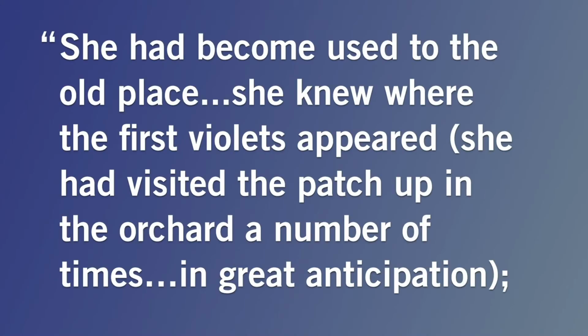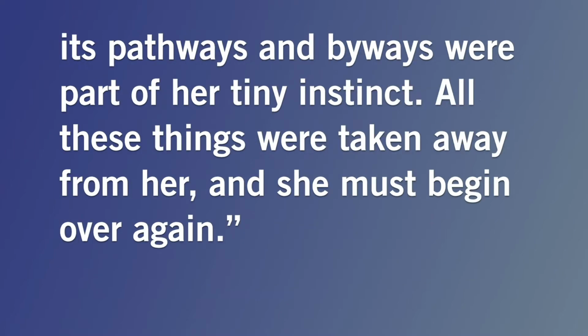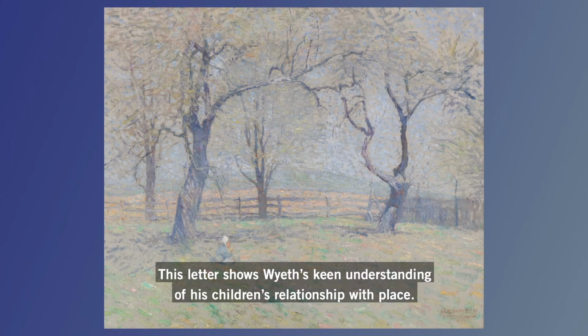She had become used to the old place. She knew where the first violets appeared. She had visited the patch up in the orchard a number of times in great anticipation. Its pathways and byways were part of her tiny instinct. All of these things were taken away from her, and she must begin over again. This letter shows Wyeth's keen understanding of his children's relationship with place.